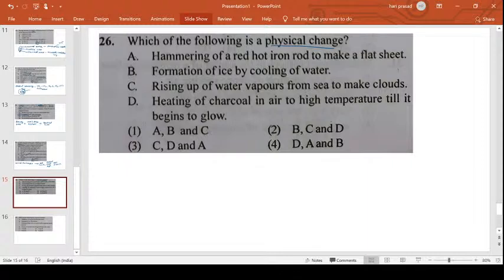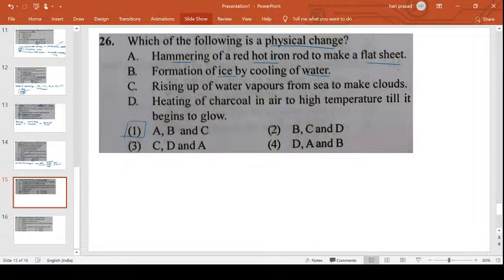Now we will take hammering of red hot iron, converting into a flat sheet. Red hot iron is iron, it is also iron, it is solid, it is also solid. It is converted into flat shape. So here physical change means the state is not changed. Then, formation of ice by cooling water. Water is liquid, ice is solid.